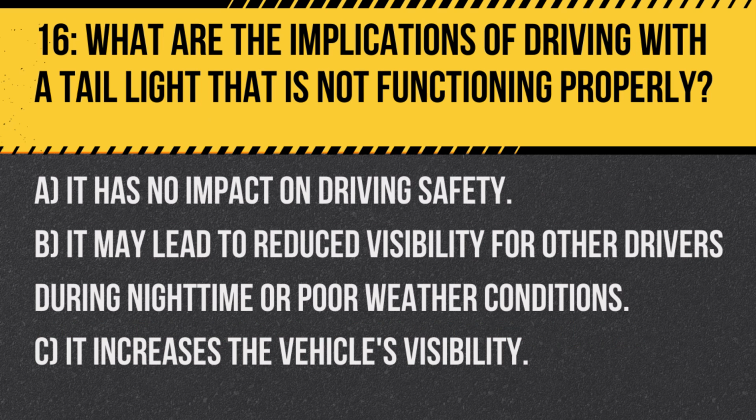Question 16. What are the implications of driving with a tail light that is not functioning properly? A. It has no impact on driving safety. B. It may lead to reduced visibility for other drivers during nighttime or poor weather conditions. C. It increases the vehicle's visibility.